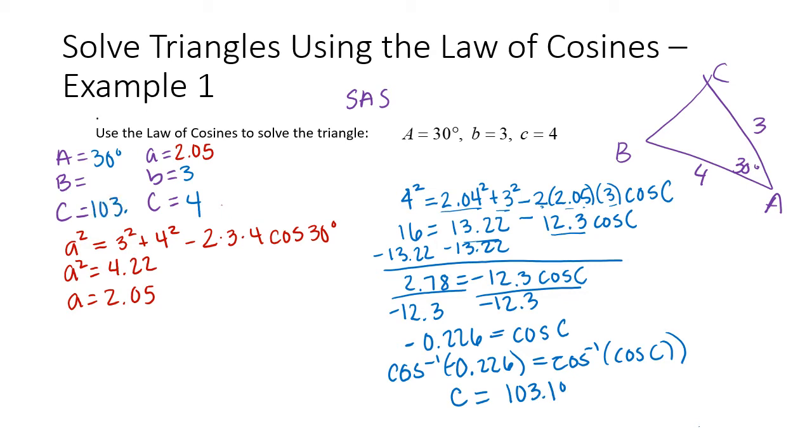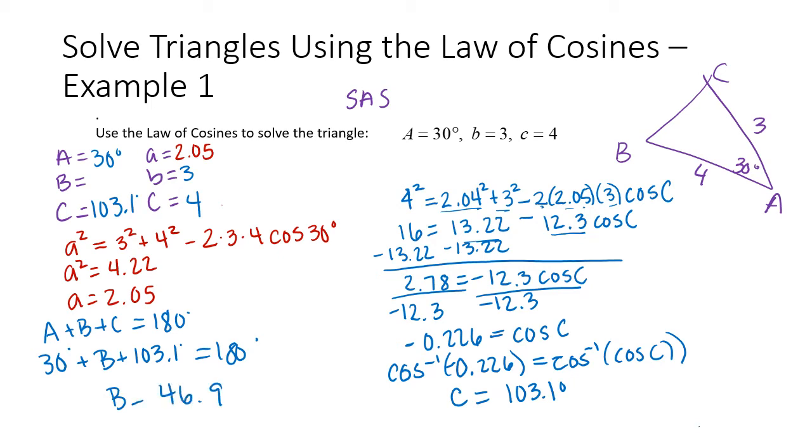And I could go through and do the law of cosines to find angle B, or I could just remember that when you add all the angles together, that adds up to 180 degrees. So we've got 30 plus angle B plus 103.1 degrees equals 180 degrees, which leaves me with angle B equaling 46.9 degrees. There we go.